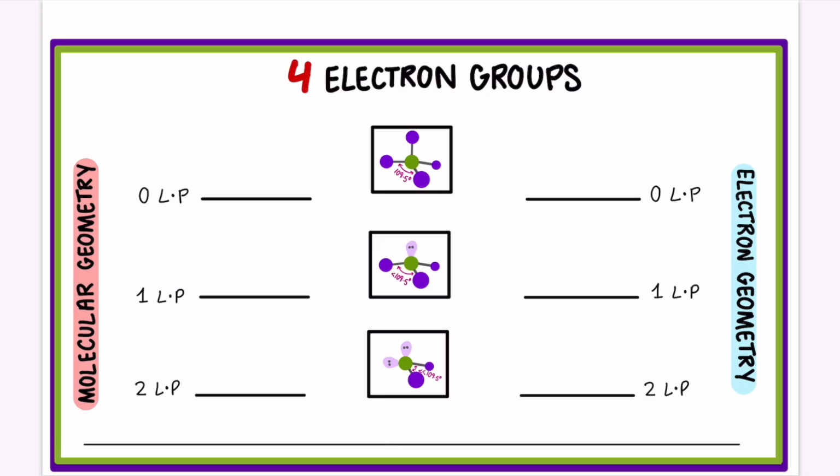For a molecule with four electron groups around the central atom, the electron geometry is called tetrahedral, and it remains the same no matter how many lone pairs are present. Its molecular geometry with zero lone pairs is also called tetrahedral, and the corresponding bond angle is 109.5 degrees. Its molecular geometry with one lone pair is called trigonal pyramidal, with bond angles slightly less than 109.5 degrees.